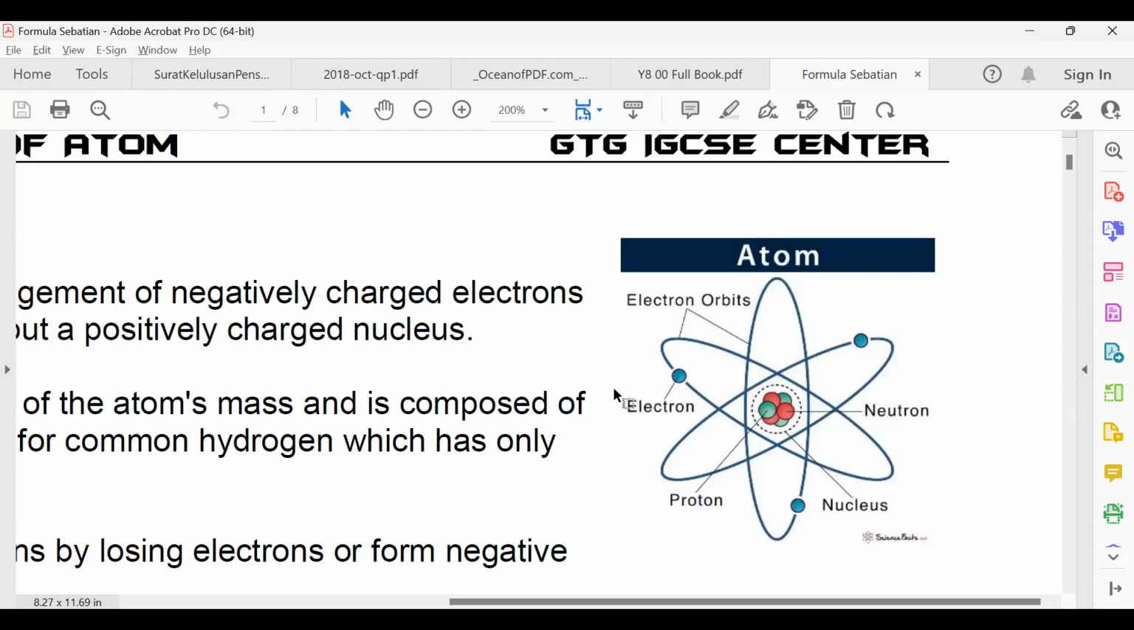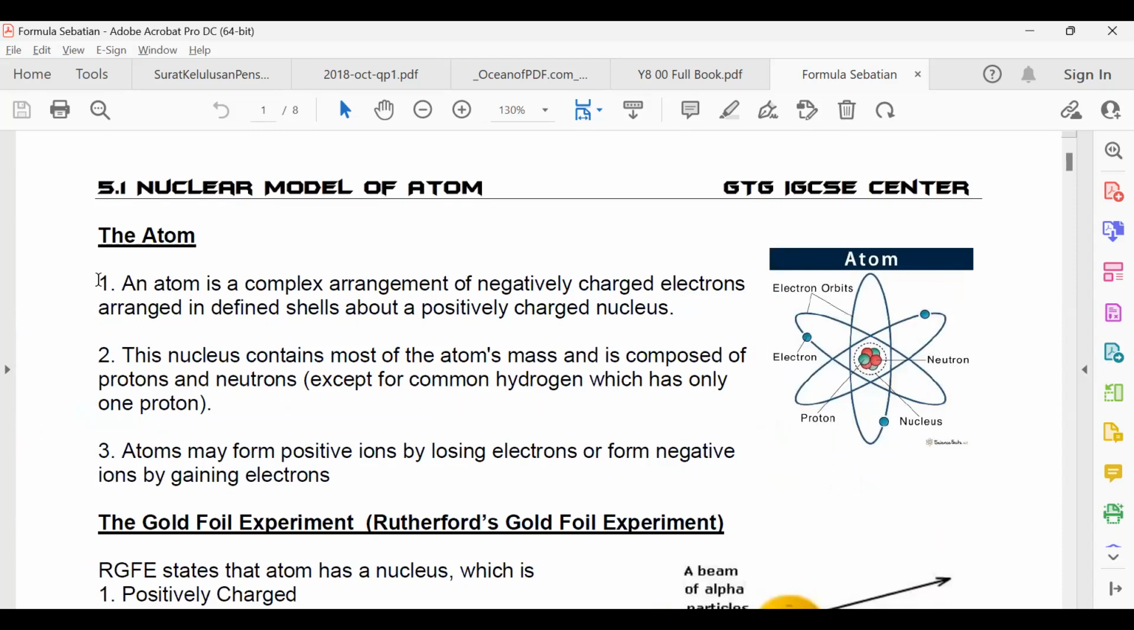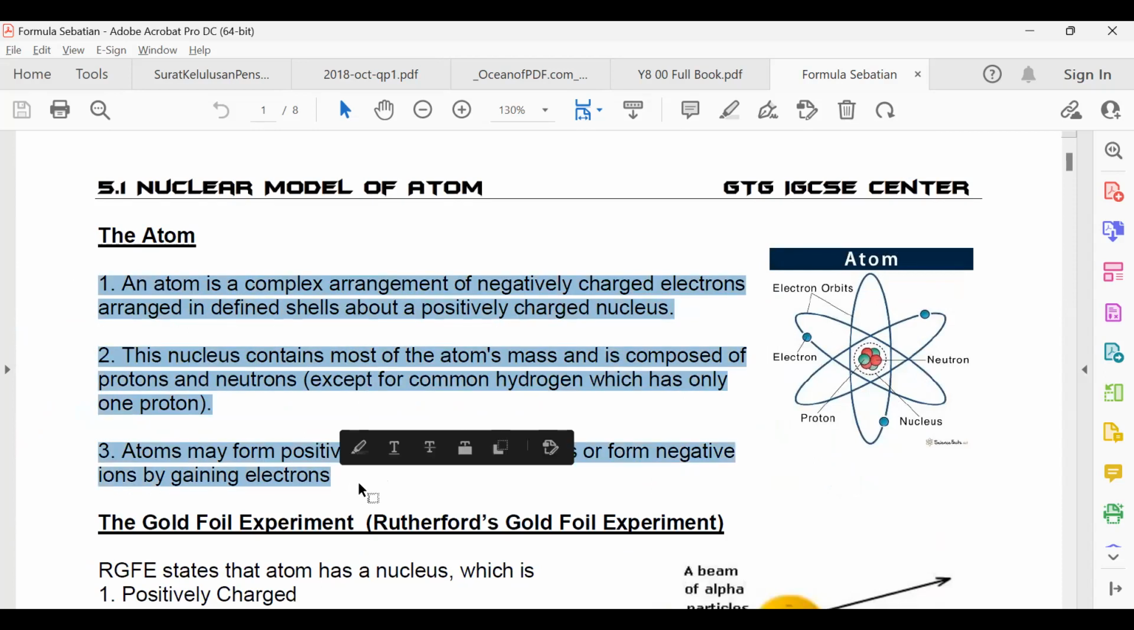Okay, or it will be more negative when the amount of electrons is more than the protons. Okay, so that's what we need to know. So if you look at the definition itself, everything kind of makes sense.